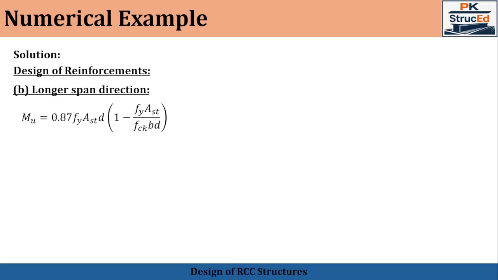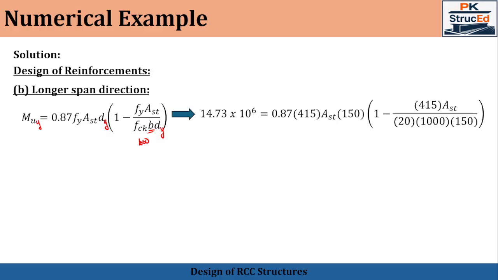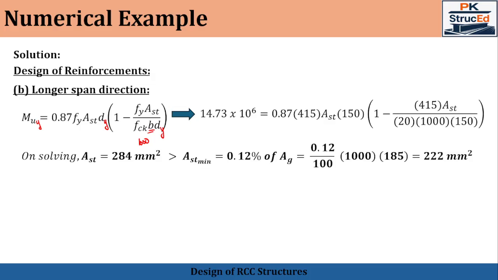Again using the same relationship, the exception is that instead of Mux we will be using Muy, and dx will be replaced with dy. As always, b will be 1000 mm. So substituting the values, we will be getting the Ast as 284 mm square, and again this is exceeding the minimum Ast requirement of 222.